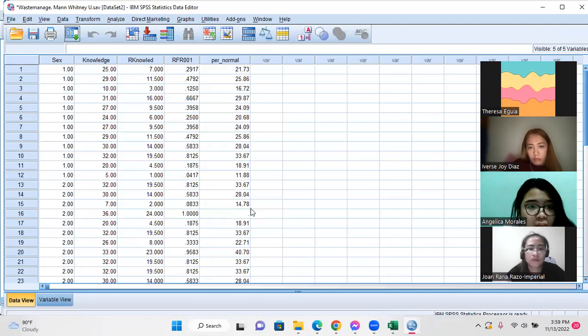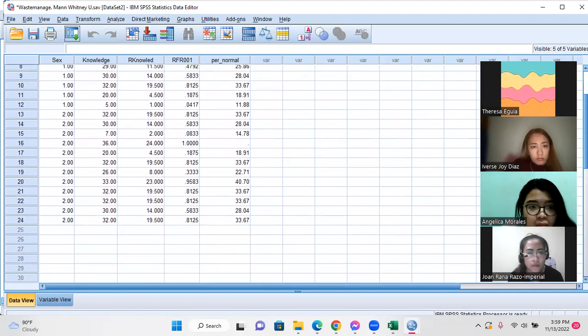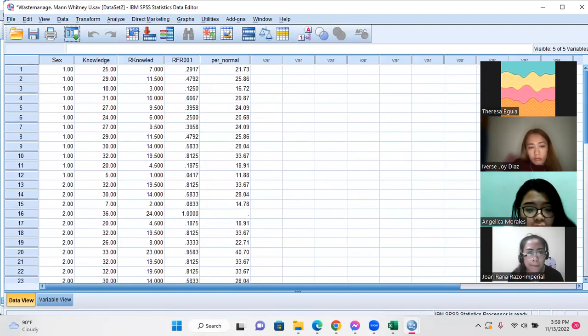Ayan. O di ba sabi ko, natatanggalan siya ng isang data. Isa lang ba o marami? Minsan nga maraming data eh. Ito isa lang. O sige, ito na yung normalize natin na data.